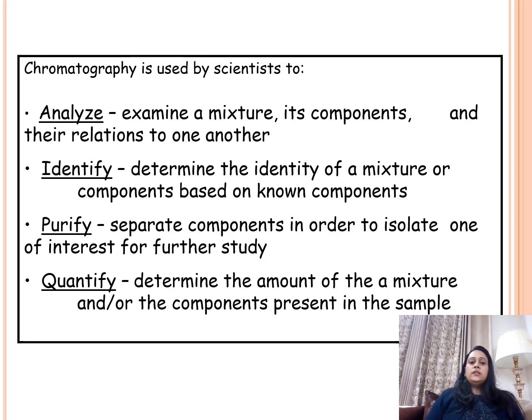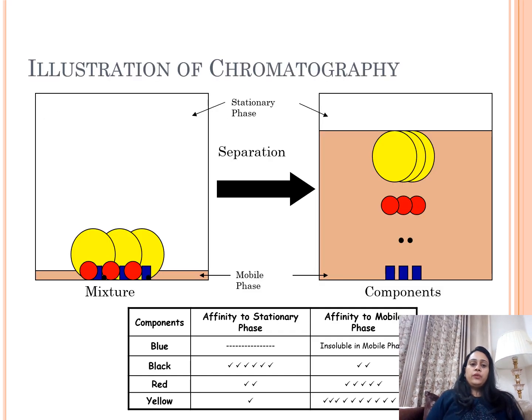Within analysis, we examine the mixture, what its various components are and what their relation is to each other. To identify, we determine the identity of the mixture or the component based on known components. To purify, we separate the components in order to isolate the component of interest for further studies. And to quantify, exactly how much of the component is present, how much the amount is that the mixture has. Okay, so those are the four basic criteria of chromatography.